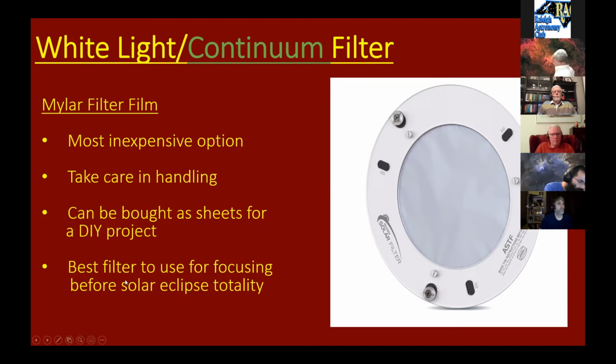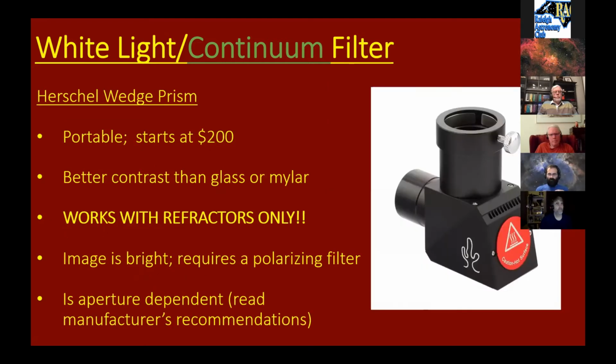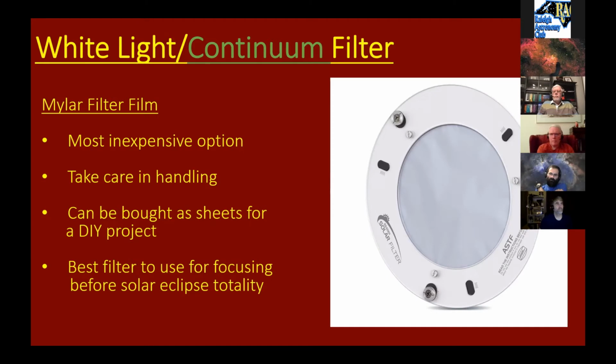But another thing that I'm going to show you in a later slide is what's called a Herschel wedge, which also shows white light as well. The reason why I'm bringing it up right now is the Herschel wedge. Well, I guess I'll go ahead and show it to you. That's what it looks like. It's a diagonal. Okay, it's not a Mylar filter like this.